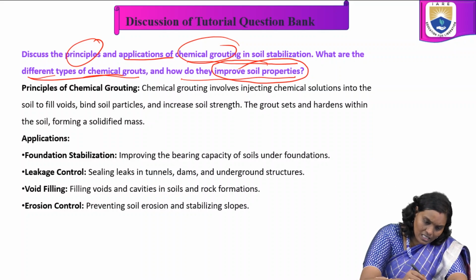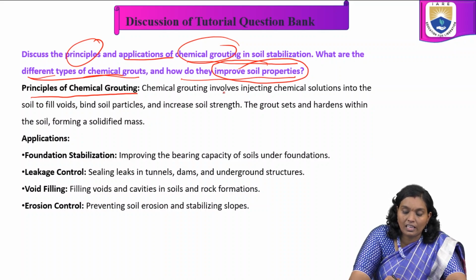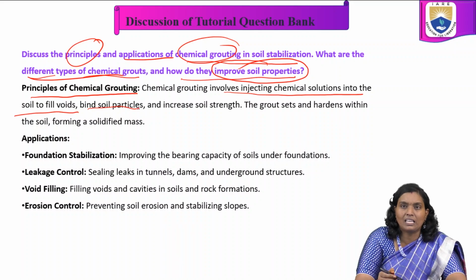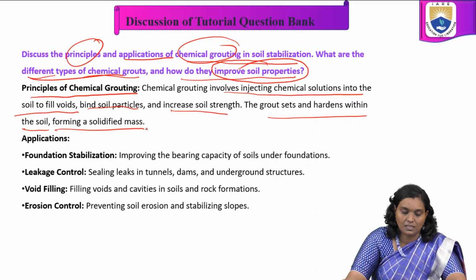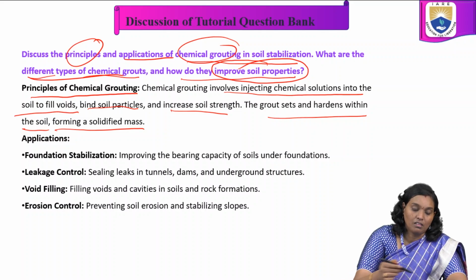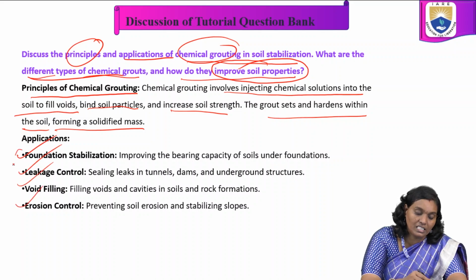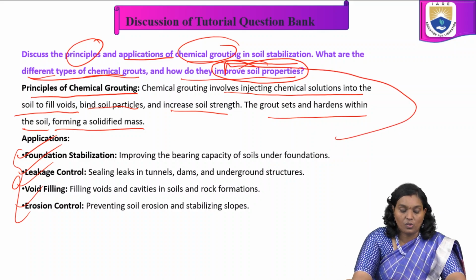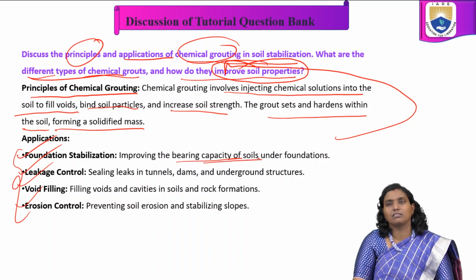So in this, the first one is principles of chemical grouting. Chemical grouting involves injecting chemical solutions into the soil to fill voids, bind soil particles and increase soil strength. The grout sets and hardens within the soil, forming a solidified mass. In these applications, foundation stabilization, leakage control, void filling, erosion control, these are the major applications which we are involved in this chemical grouting. In foundation stabilization, improving the bearing capacity of the soil under foundations.